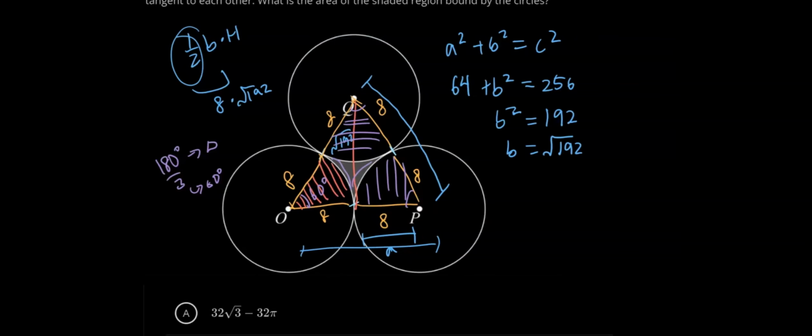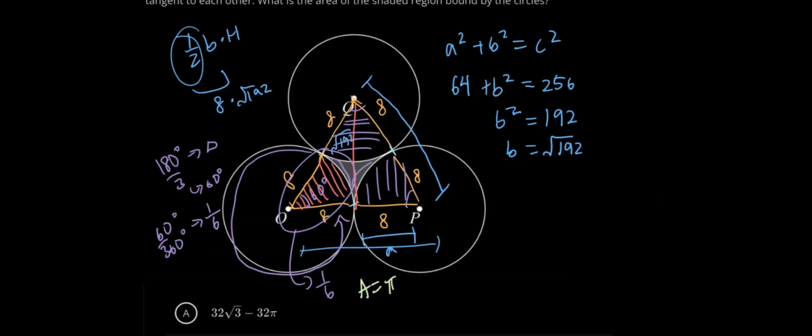Okay, let's move on. Since we have 60 degrees, and we have 360 degrees in an entire circle, that means 60 over 360. That means we have 1/6 of our full circle represented here. So this chunk of the circle is 1/6. And we know that the area of a circle is equal to pi r squared. In this case, it would be pi times 8 squared, which is equal to 64 pi. So to find the area of this region, we can just multiply the 64 pi by 1/6.